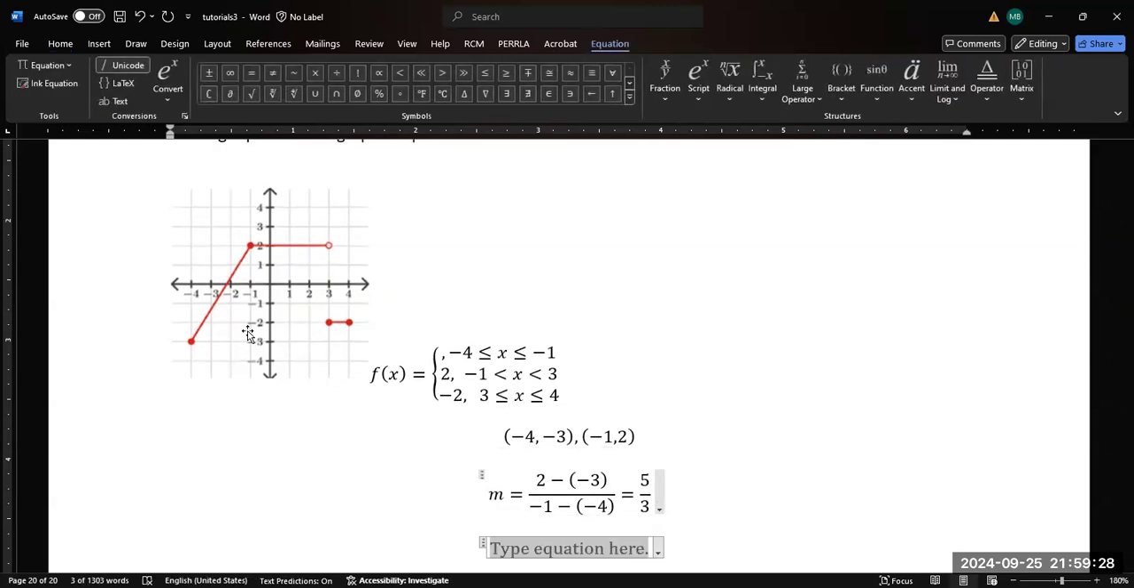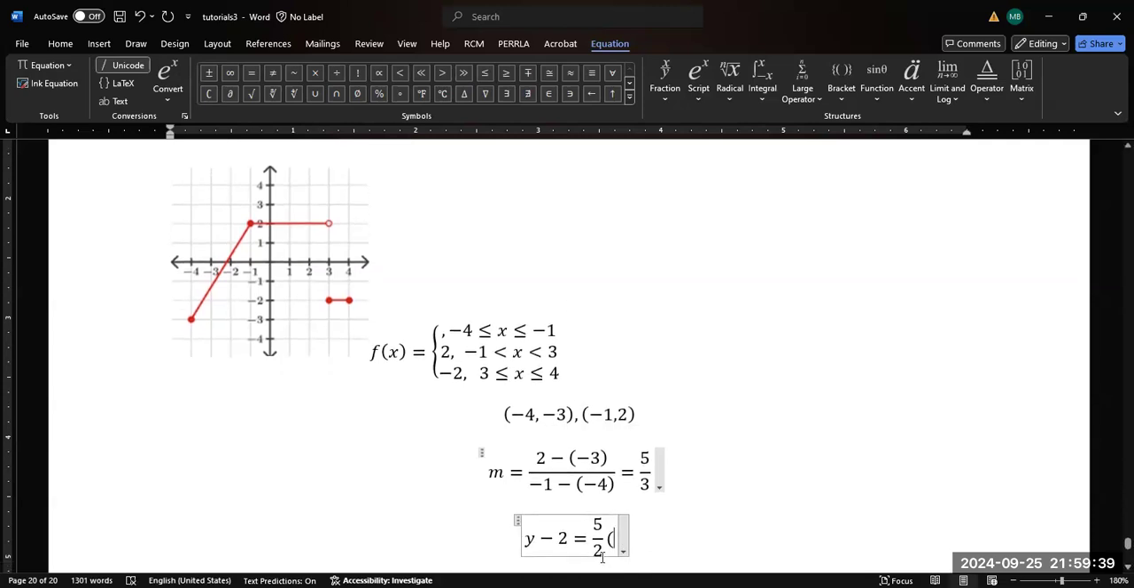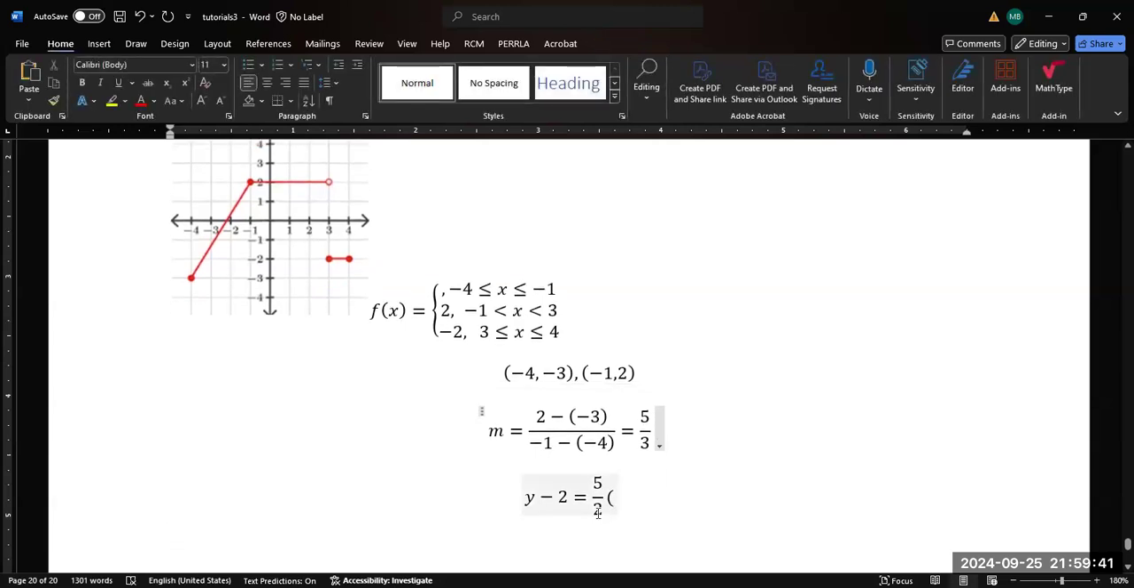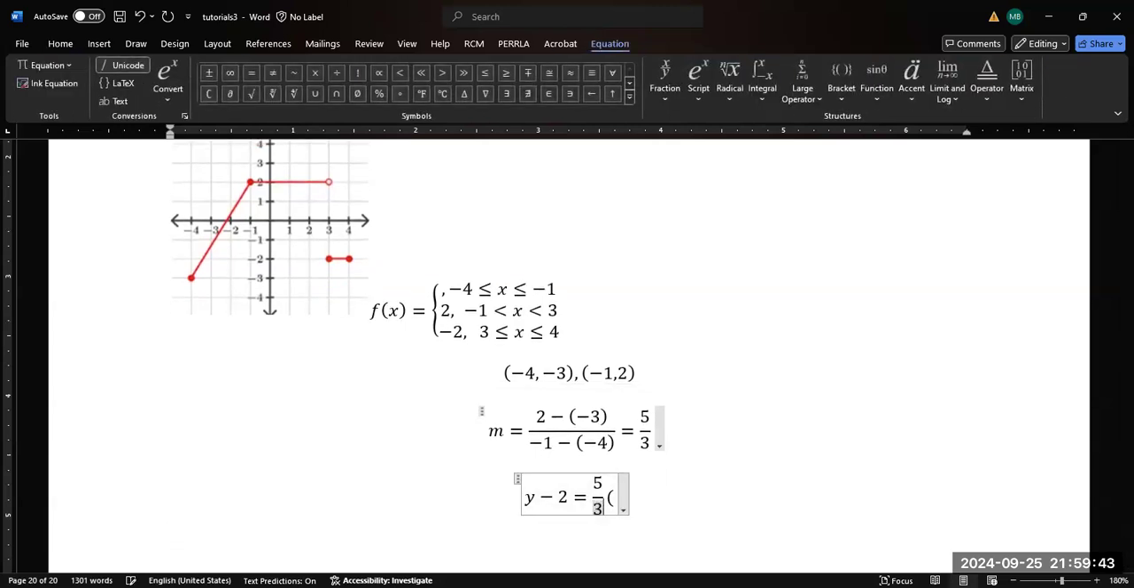And then we use our point slope form. y minus 2 is equal to 5 over 3 times x minus a minus 1, or x plus 1. And then we just have to do some arithmetic.